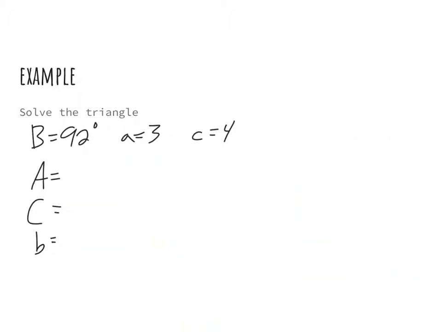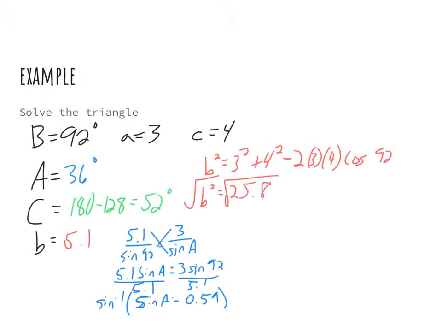Go ahead and pause the video, solve this triangle on your own, and then hit play and see how you did. Regardless of which way you did it, you should have gotten that side B is 5.1, angle A is 36 degrees, and angle C is 52 degrees.